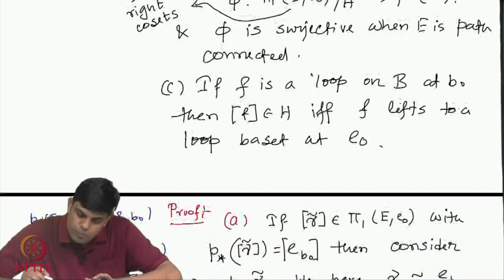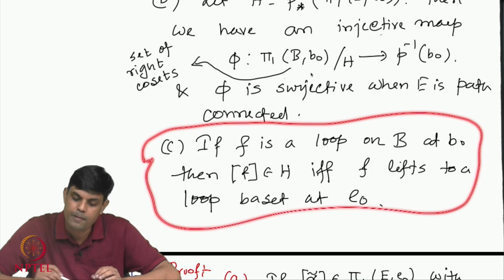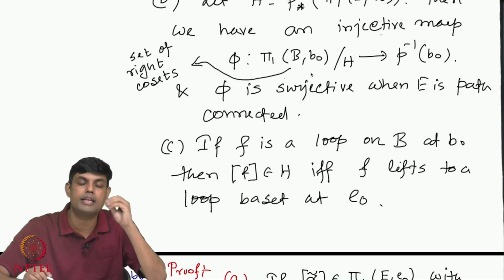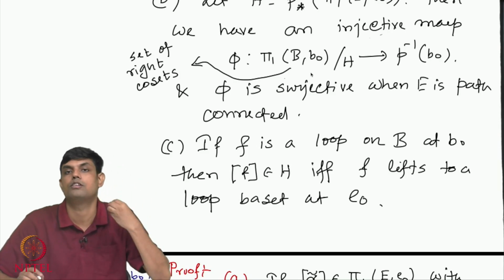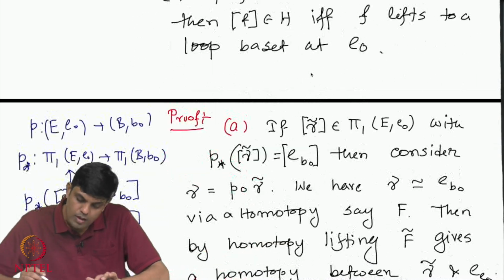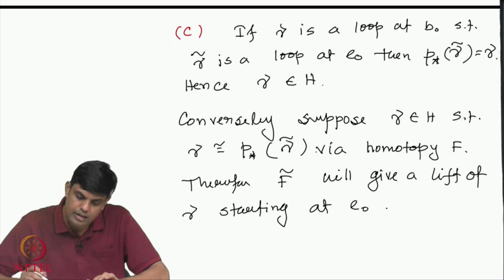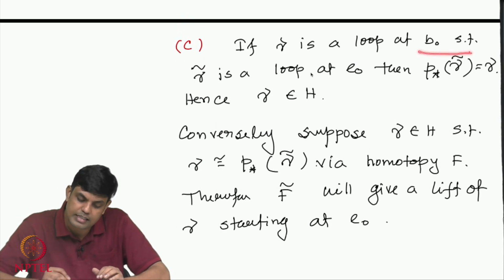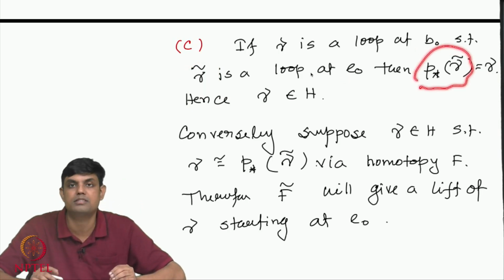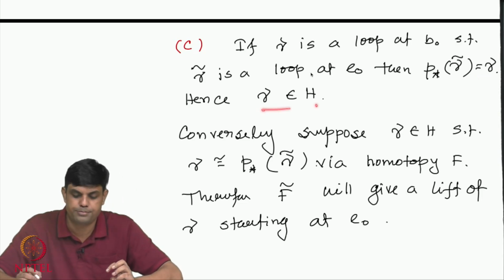Now, the only thing that is left to prove is the C part, which says that if f is a loop at B0, then I know exactly what the elements of the image under P star look like, and these are exactly loops whose lifts are also loops at E0. So, how do we prove that? Firstly, if gamma is a loop based at B0 such that gamma tilde is a loop at E0, then definitely its projection P star of gamma tilde, which is nothing but P composed with gamma tilde, is gamma. Therefore, definitely gamma is in H.